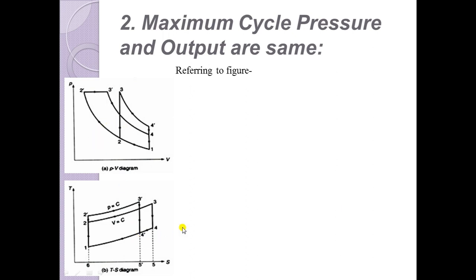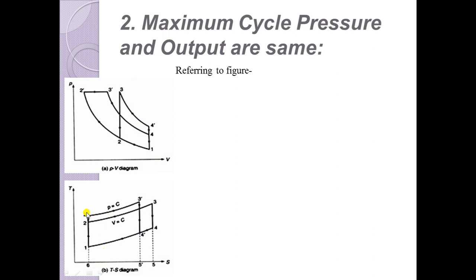Before going further, first I will tell what the processes are. Points 1, 2, 3, 4 represent the Otto cycle, and points 1, 2 dash, 3 dash, 4 represent the diesel cycle. The dual cycle normally lies in between these two cycles.